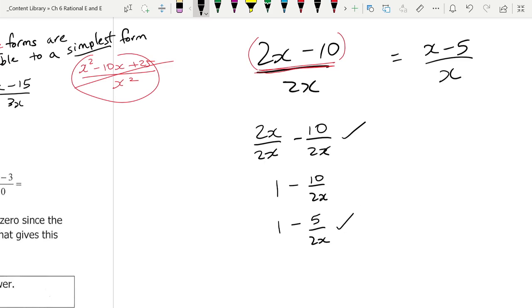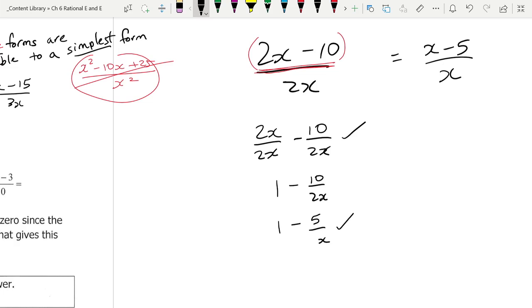Still good. Again, let's pick our favorite number. What's our favorite number? 1. 1 minus 5 over 1, that's negative 4. 1 minus 5 over, oh, hang on a sec. Did that work? Oh, sorry. I made a mistake. That's better. 1 minus 5 over 1 is negative 4. It is right. It is true.